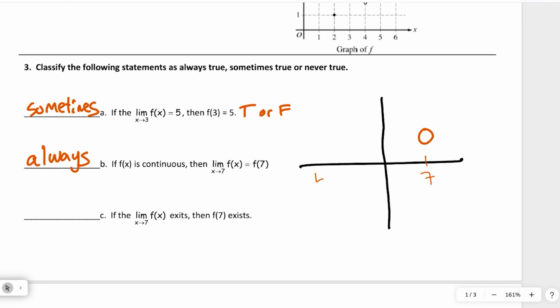So if I have a hole here on just some function, right, something like this, there's nothing to say that it has to be defined somewhere else. It could be, as we've seen, like the piecewise function, like I showed you with part A. So this is going to be another sometimes.